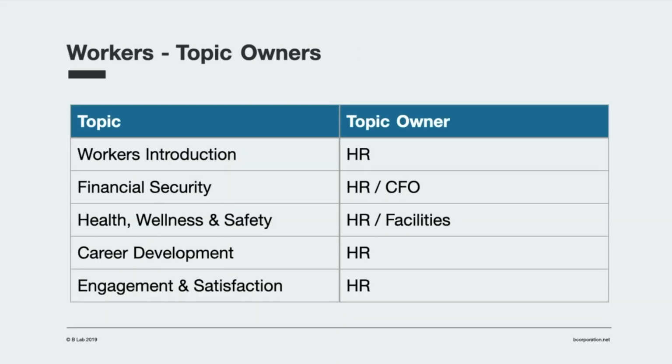The impact area workers consists of an introductory module and 4 topics, specifically financial security, health, wellness and safety, career development, and engagement and satisfaction. To answer the questions in this topic, you should include your HR department. Input from your CFO and the facilities department will also be helpful.